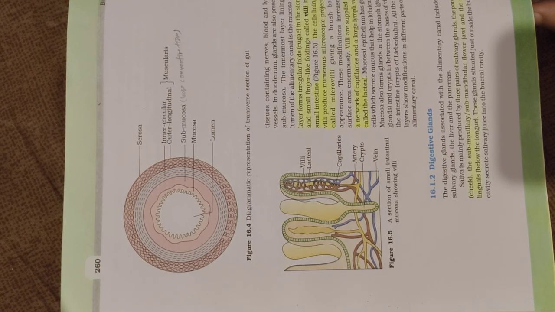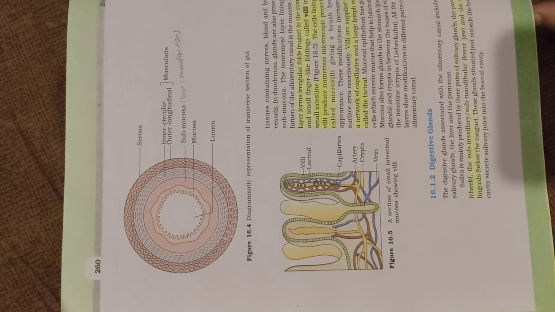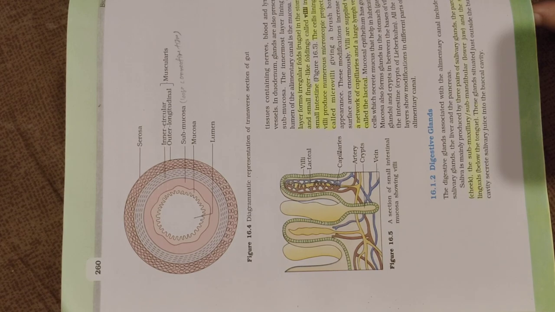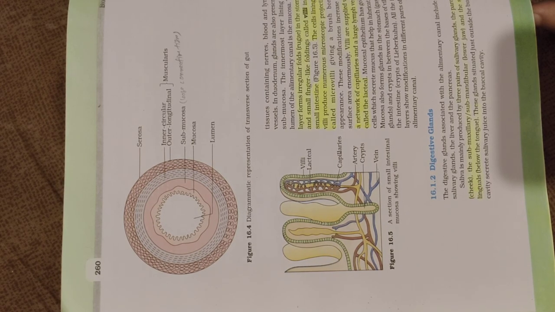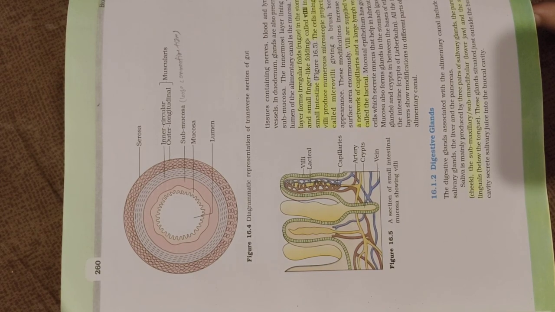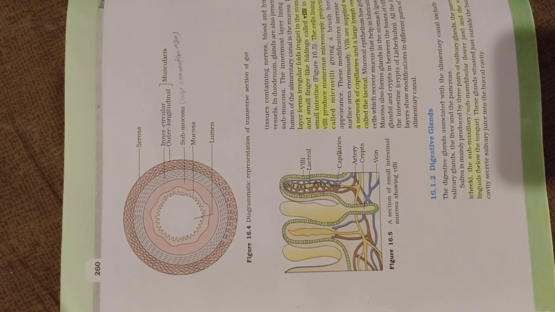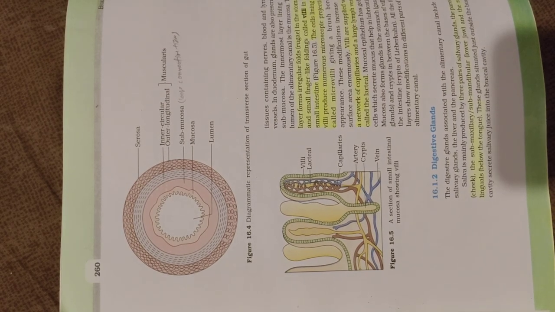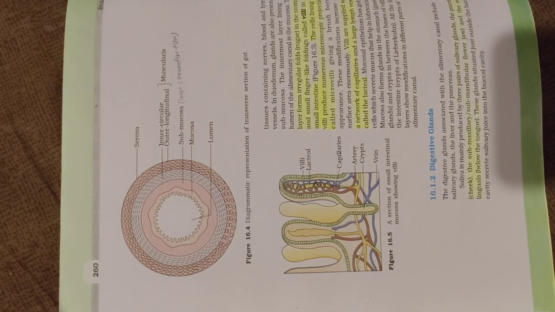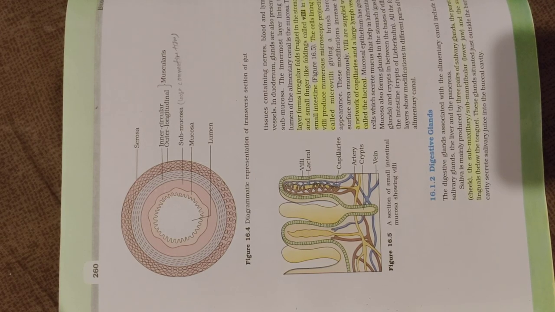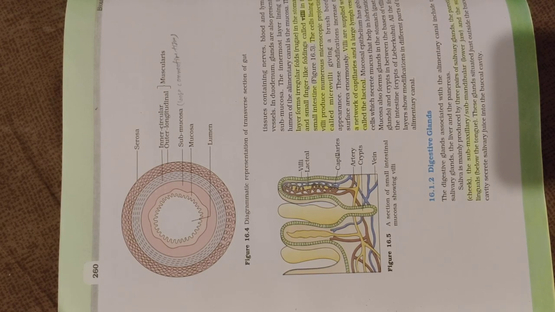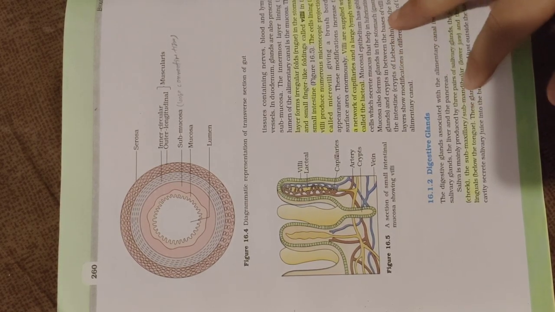Mucosal epithelium has goblet cells in your mucosa, which secrete some mucus to get the lubrication required, so that the food does not get stuck in your stomach or intestine, and moves forward, and digestion becomes easy and fast. Mucosa also forms glands in the stomach.